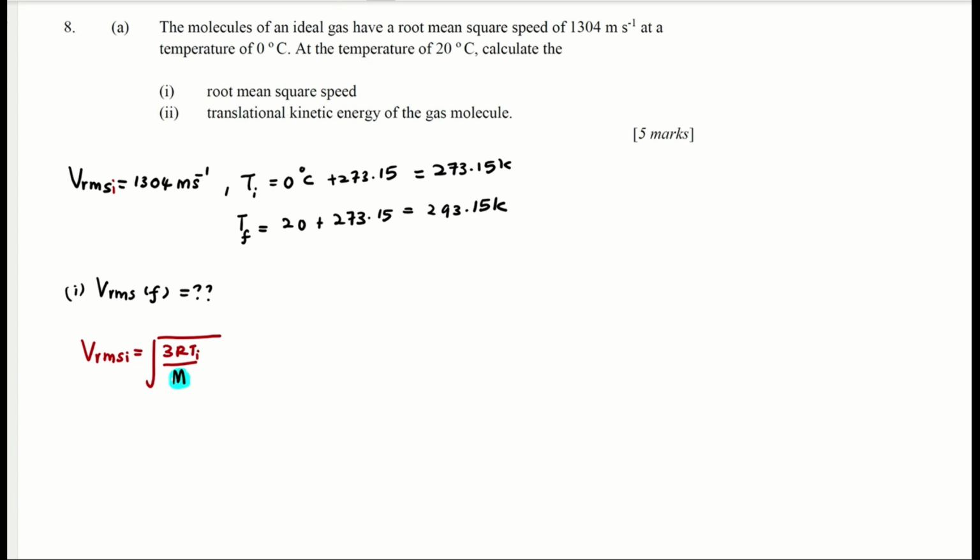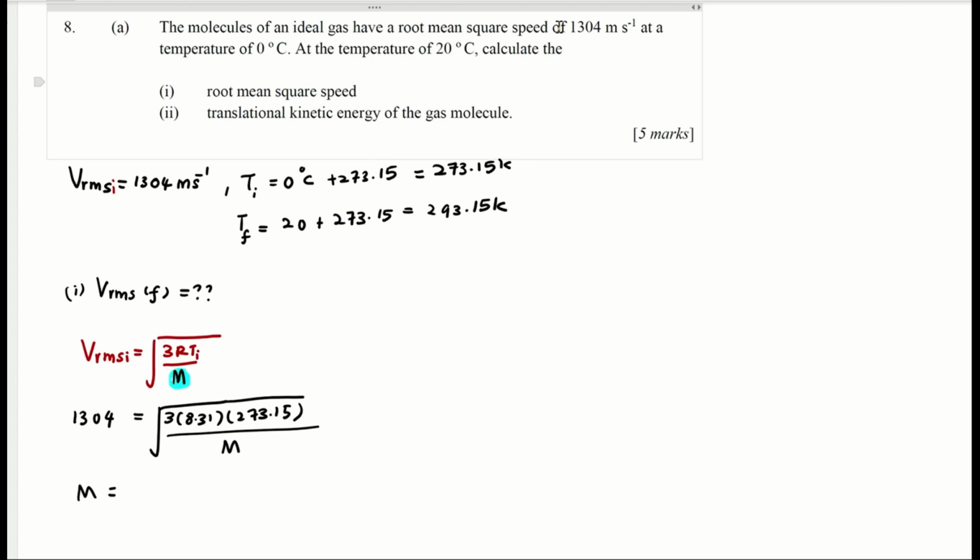Okay, so now let's try. So VRMS is 1304, square root 3, R is 8.31, and then T initial is 273.15. Okay, and then the molar mass is M. So now let's try to calculate the molar mass first. Okay, so the molar mass is equal to 0.004 kg per mole. Alright, so now we can calculate what is the VRMS final.